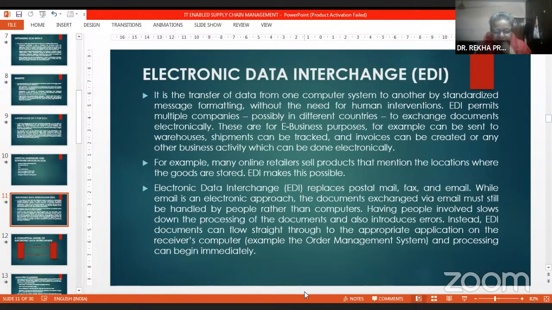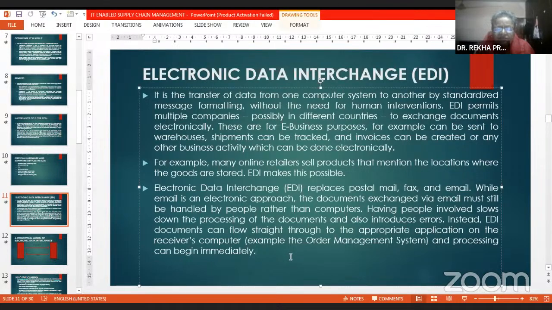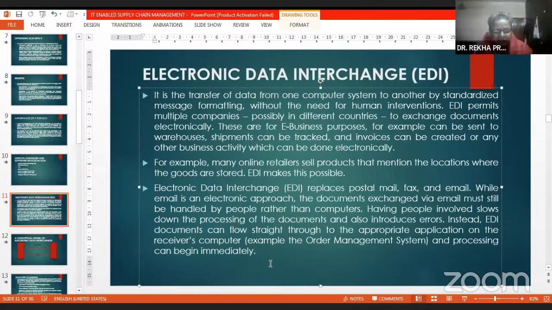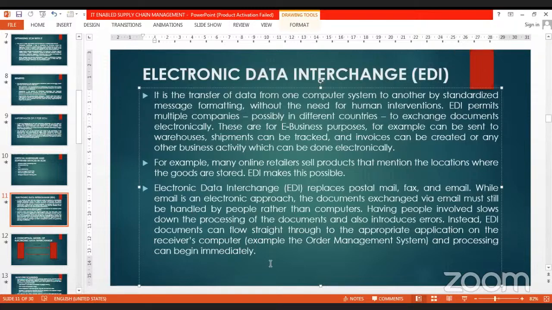Third one, electronic data interchange. Hello, hello, Javed, can you hear me? Ma'am, your voice is breaking. You can't hear me. Your voice is breaking.